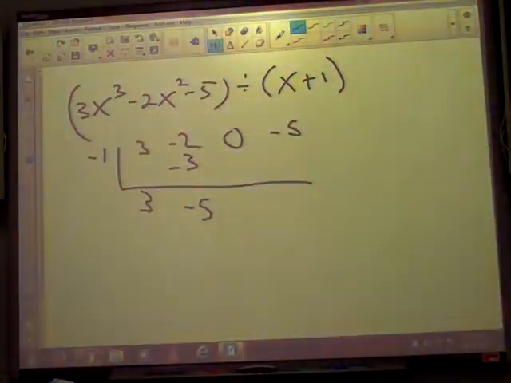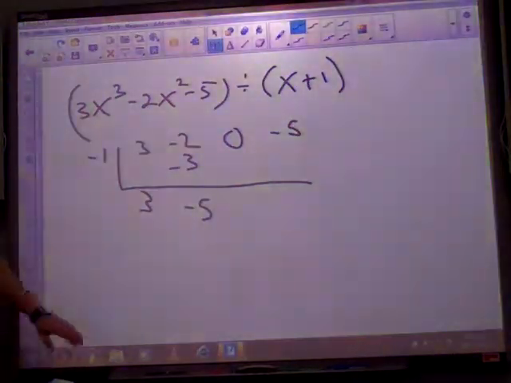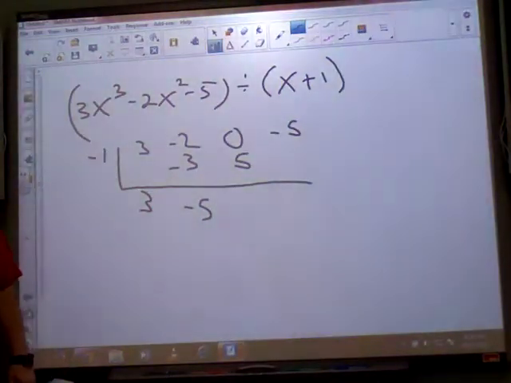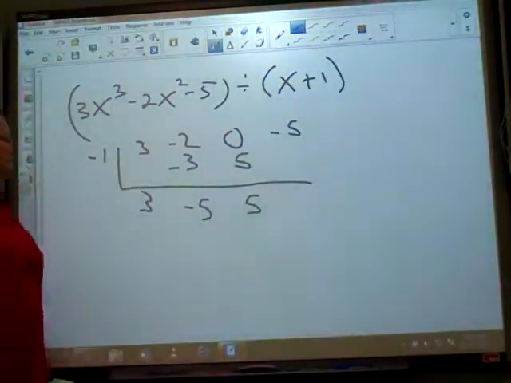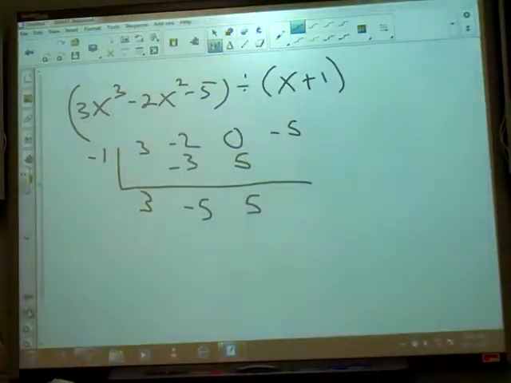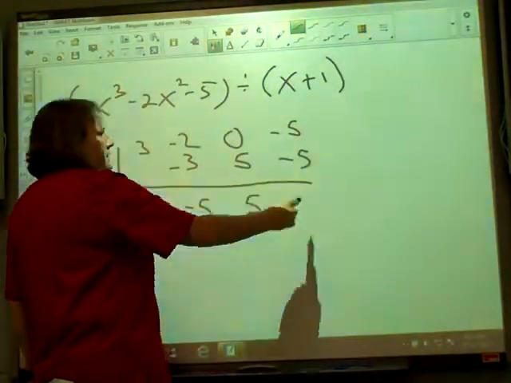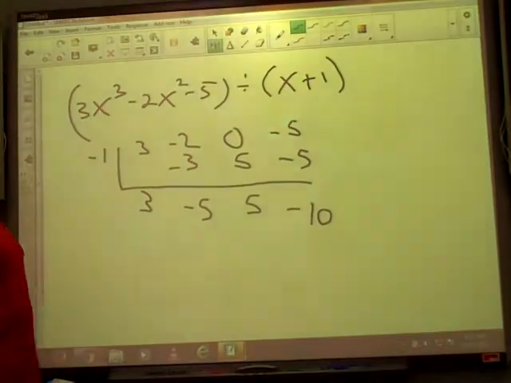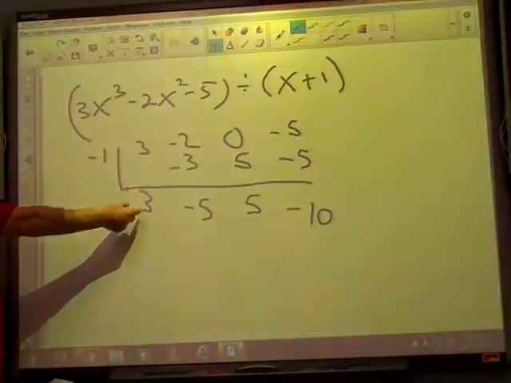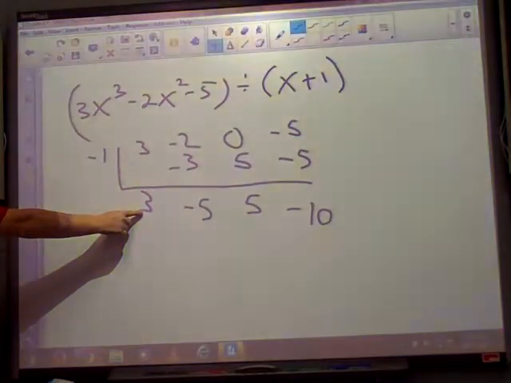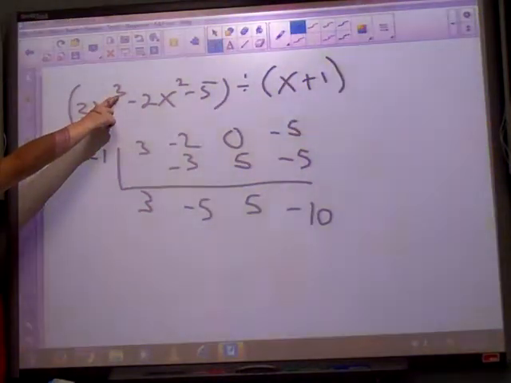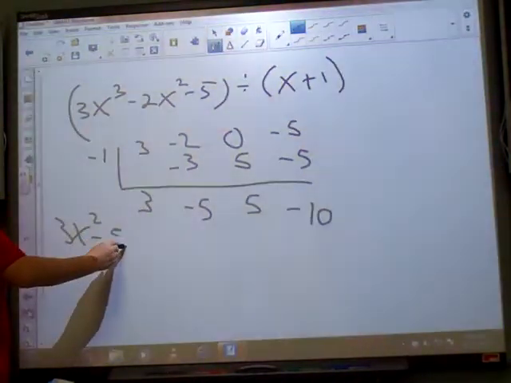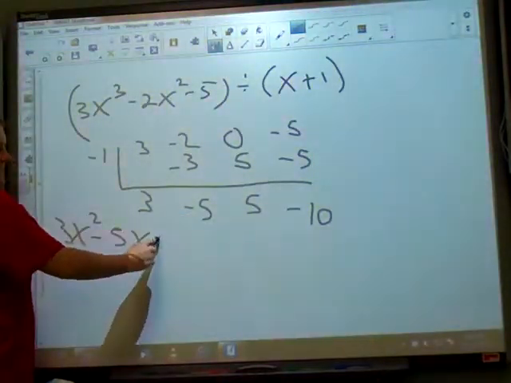You multiply negative 5 by negative 1, that gives you 5. 0 plus 5 is 5. Multiply that: 5 times negative 1 is negative 5. Negative 5 plus negative 5 is negative 10. So when I write my answer, I'm going to have a 3x to the what power? Squared, because it started off as cubed. So it's 1 less. So 3x squared minus 5x plus 5.